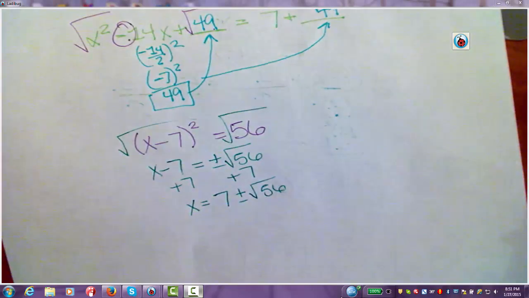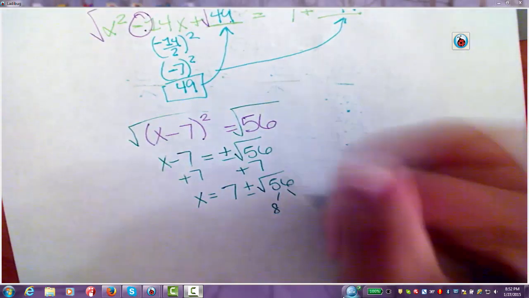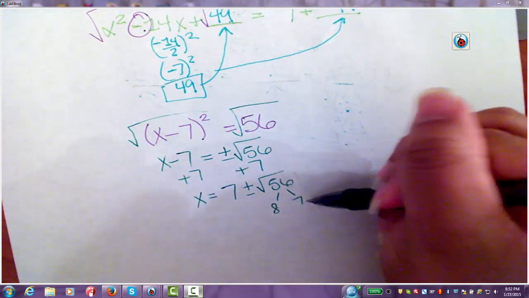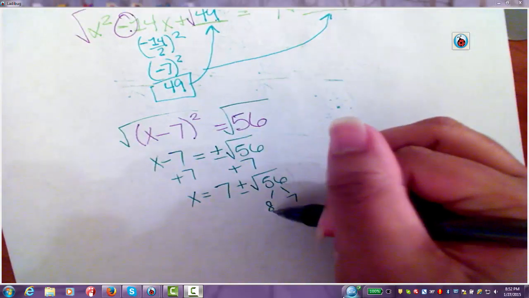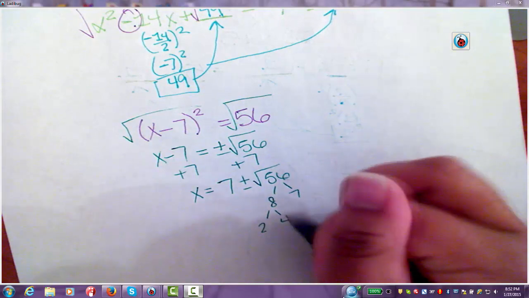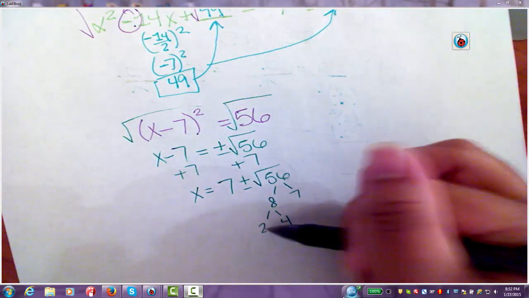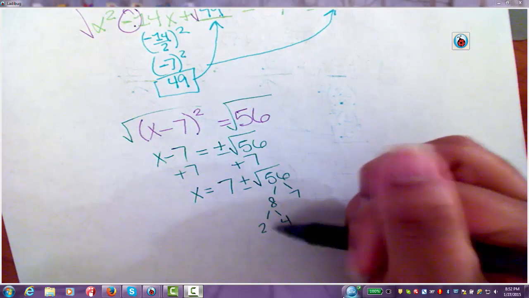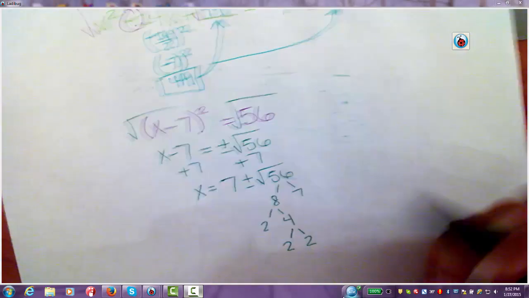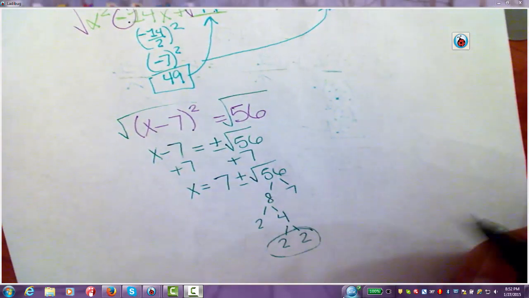So we look at the factors of 56. So 8 times 7 is 56. We can't break 7 down because 7 is a prime number. We can break 8 down though. So 8 is 2 times 4. We can't break 2 down anymore because 2 is a prime number. We can break down 4. So we get 2 and 2. And now we have a pair of 2's to take out.